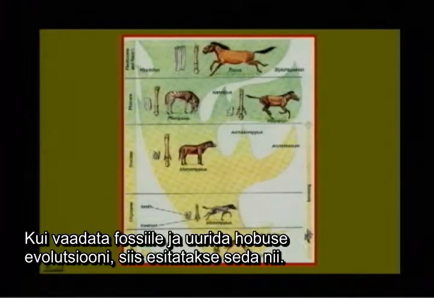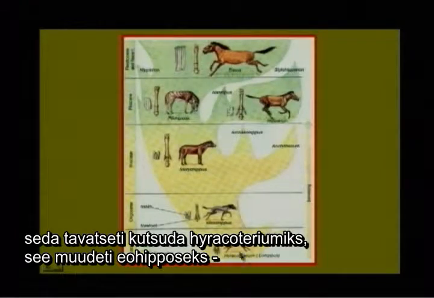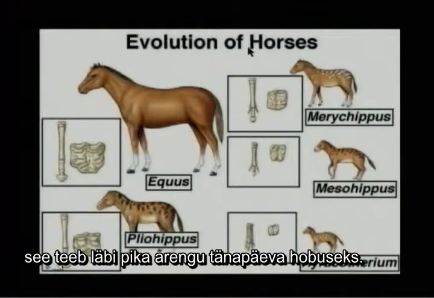So when you go into the fossil record and you look at the evolution of the horse, this is how it's depicted. So you go from this tiny little creature, which used to be called Eohippus, or it used to be called Hyracotherium, then they changed it to Eohippus, develops all the way through to the modern horse.